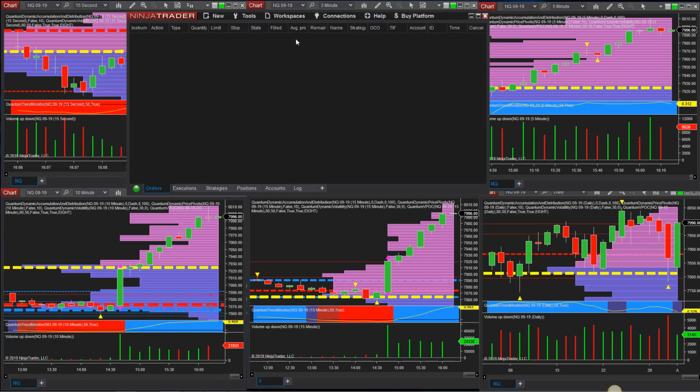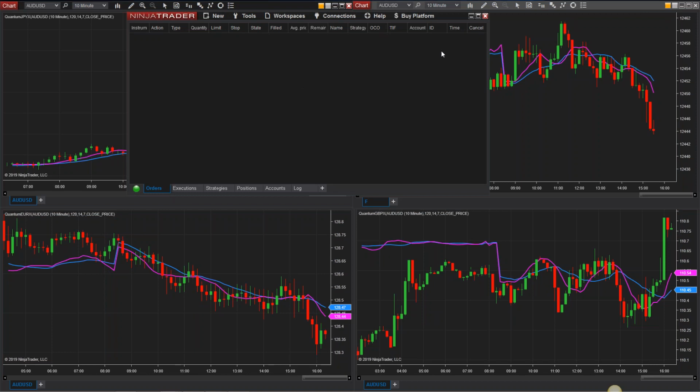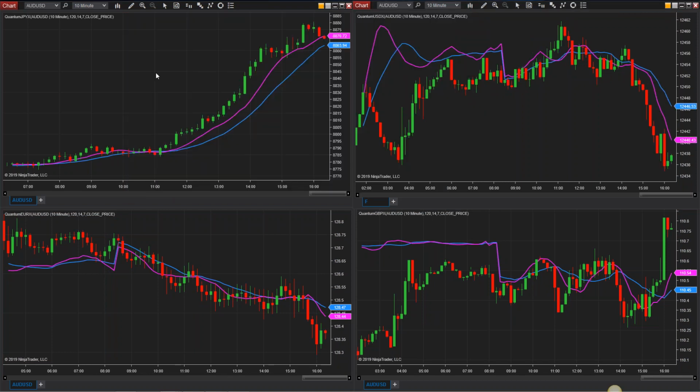Let's just go and see what's happening elsewhere. And that takes a breather. Let's go and have a look at the indices here. Here we are.